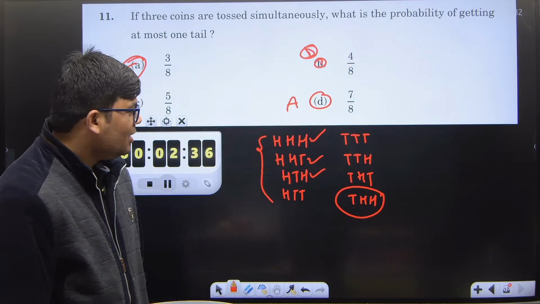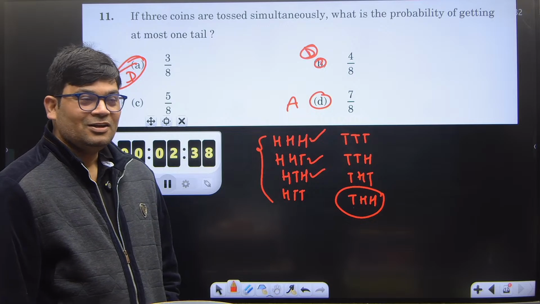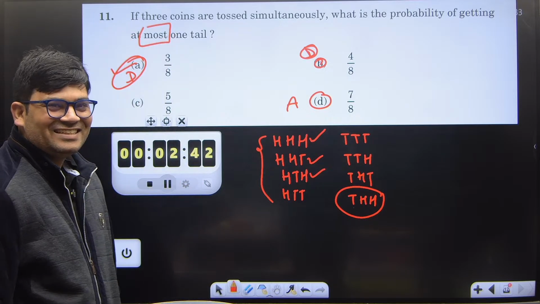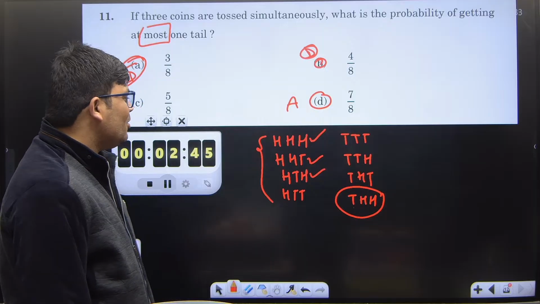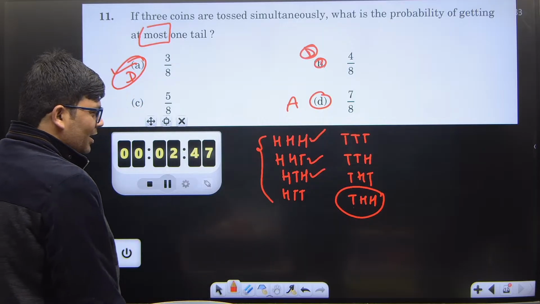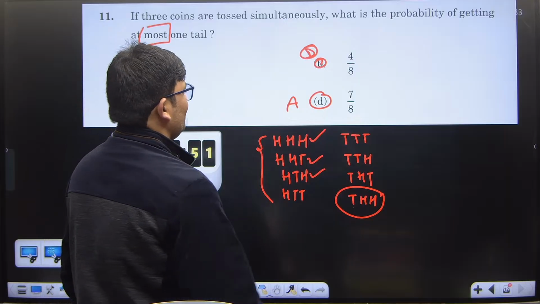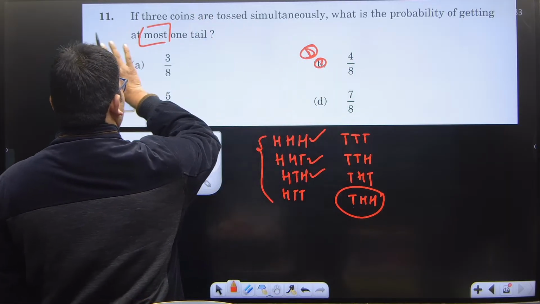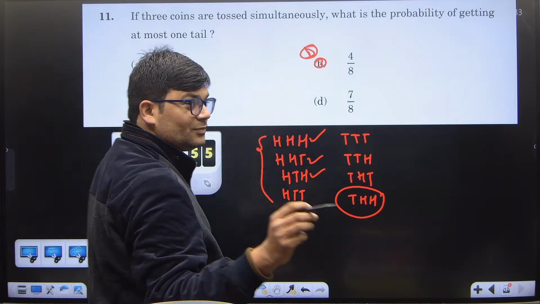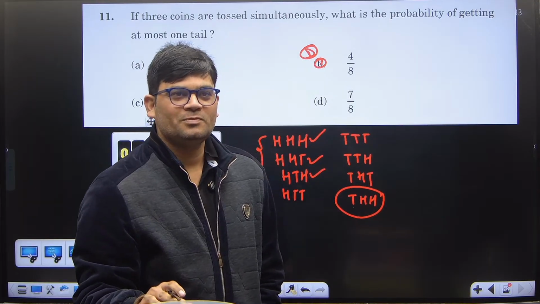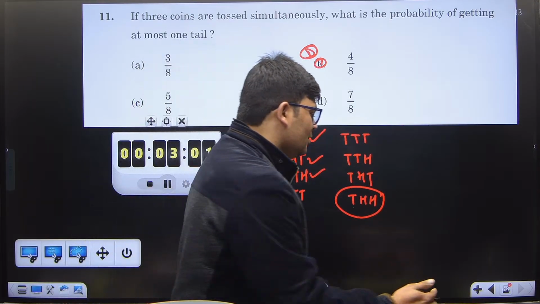All right. I thought it was at least one tail. No, don't think, my dear, just look at the question. Even if it is at least, then yes, you can say it is 7 by 8. Good. So the answer is 4 by 8. ध्यान रखना कबीर धैर्या बेटा, 0 भी इंक्लूड होता है एटमोस्ट में. Okay, 0 is also included, Anjana, in at most.